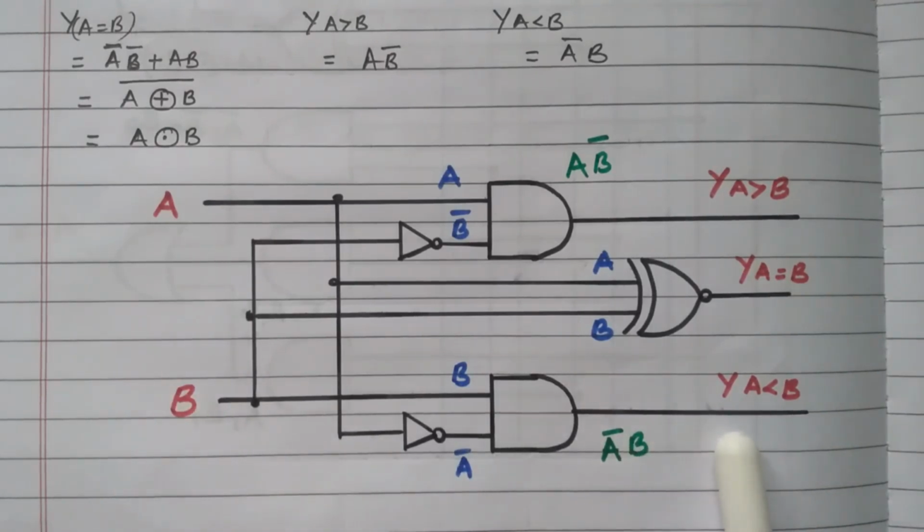So in this video we discussed the 1-bit digital comparator. First we discussed the truth table. From the truth table, using K-map, the reduced Boolean function is obtained. That Boolean function is implemented with the logic gates.